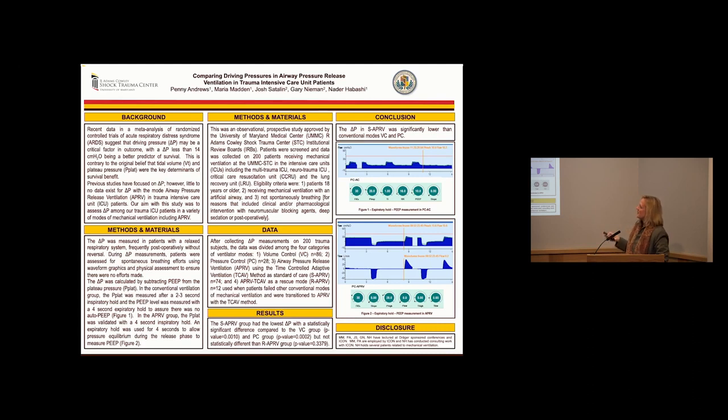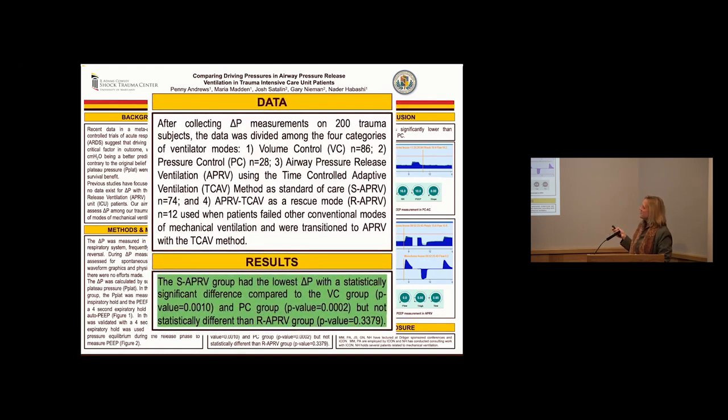This was just an abstract. We're going to formally write a paper on this, comparing the driving pressures. What we found was that we collected data in 200 trauma patients. We looked at volume control, 86 patients in pressure control, and APRV, which we called standard versus rescue, because any other conventional mode had failed. The standard APRV group had the lowest driving pressure, with a statistical difference compared to the volume control group and the pressure control group. But there was no statistical difference between standard and rescue APRV.